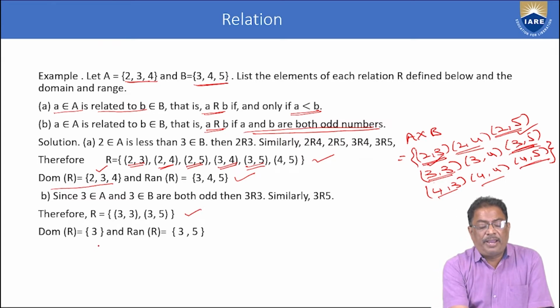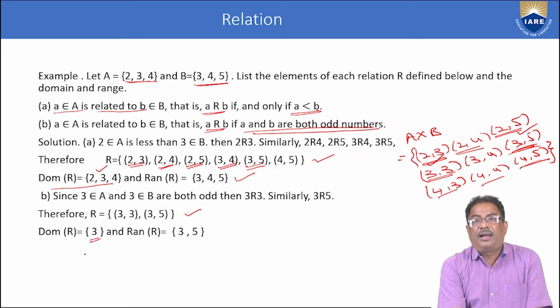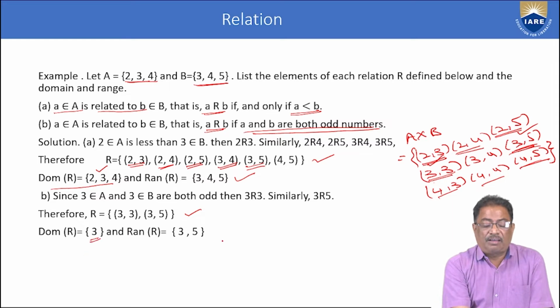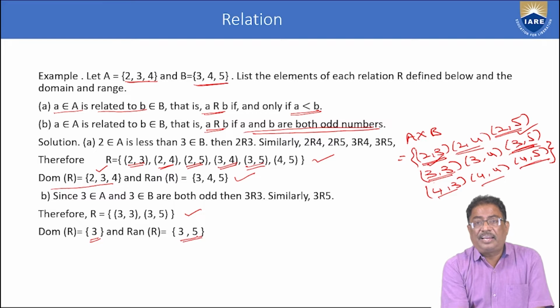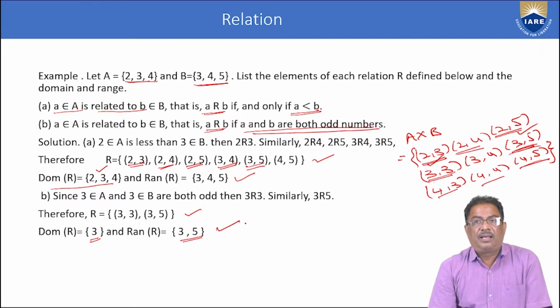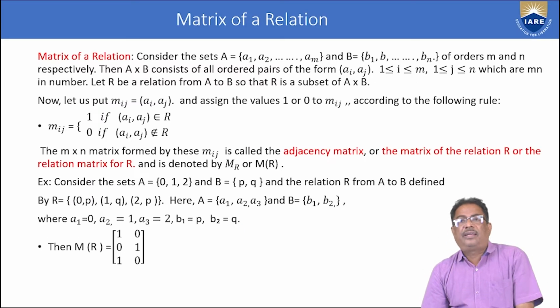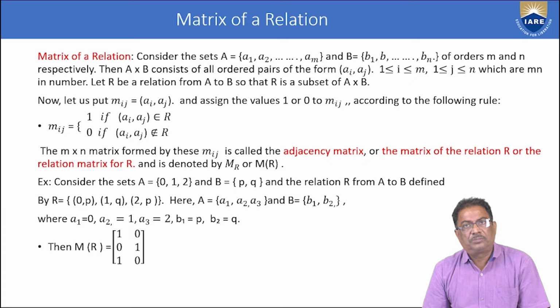Now what is the domain? The set of all first elements. So this is 3. And what is the range? The set of all the second elements of the ordered pairs. So 3, 5 is the range. So this is the way that we calculate the domain and the range.